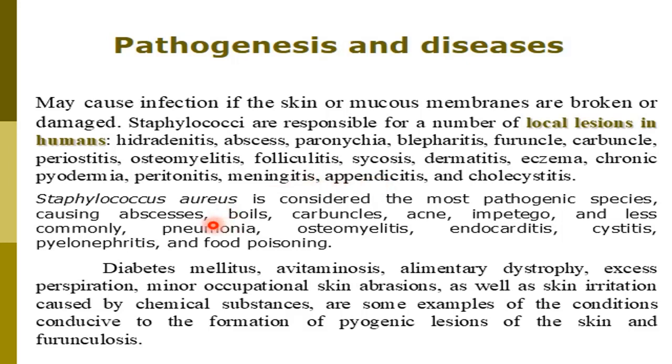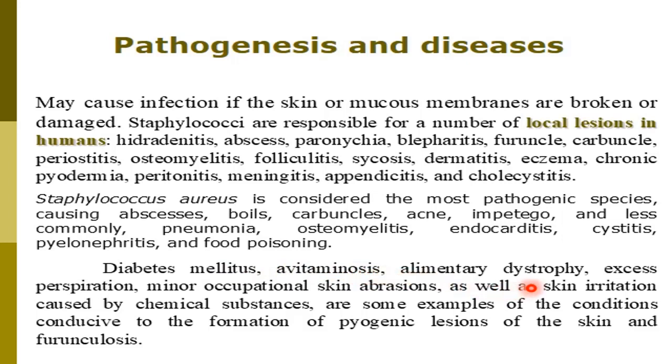infected lesions in humans. Also, Staphylococcus aureus is the most pathogenic species, which can cause abscess, boils, carbuncle, acne, impetigo, and less commonly pneumonia, osteomyelitis, endocarditis, cystitis, pyelonephritis, and food poisoning. There are predisposing factors in patients which can facilitate the occurrence of staphylococcal infection, like diabetes mellitus, which causes immune suppression, leaving the patient immunocompromised and easily infected by any disease, not only staphylococcal infection.